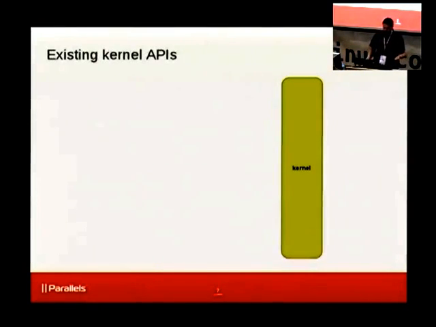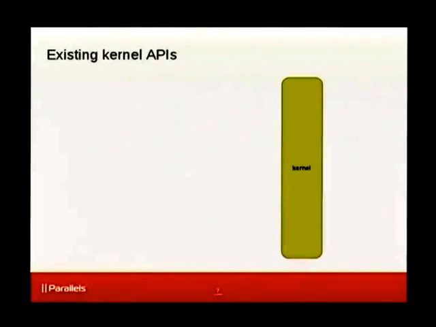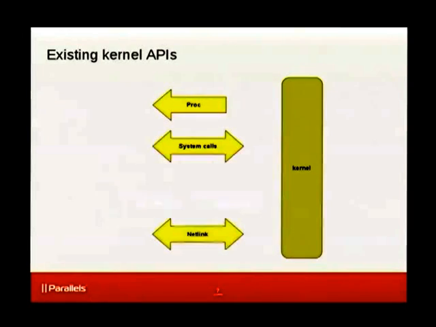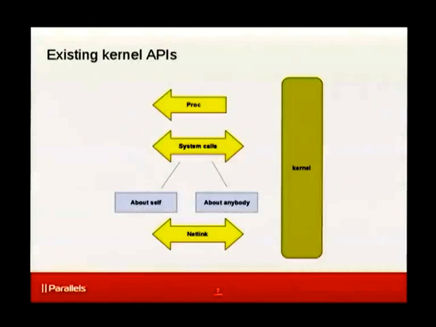So with this, we started looking at what APIs the kernel provides. It can be very roughly divided into three big types of API. It's the proc file system, which provides a lot of information about application state, about its resources, and similar things. It's the whole set of system calls, which is important. I'll get back to this later. There are two types of system calls.